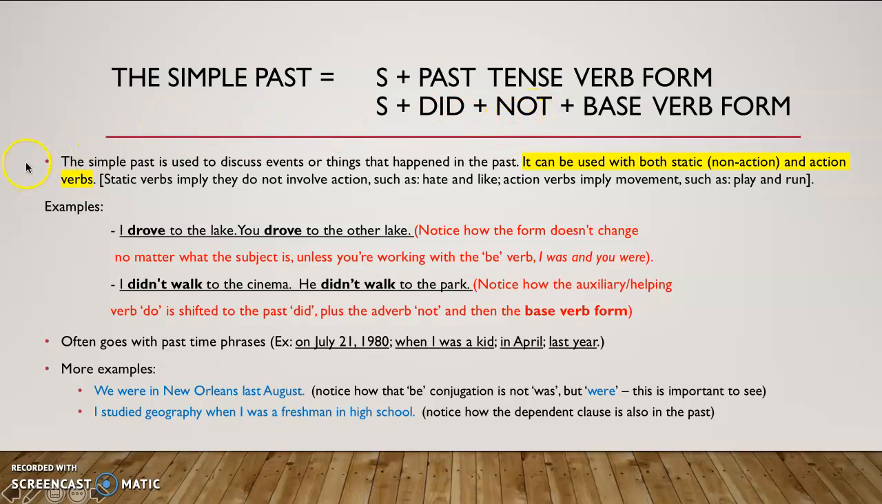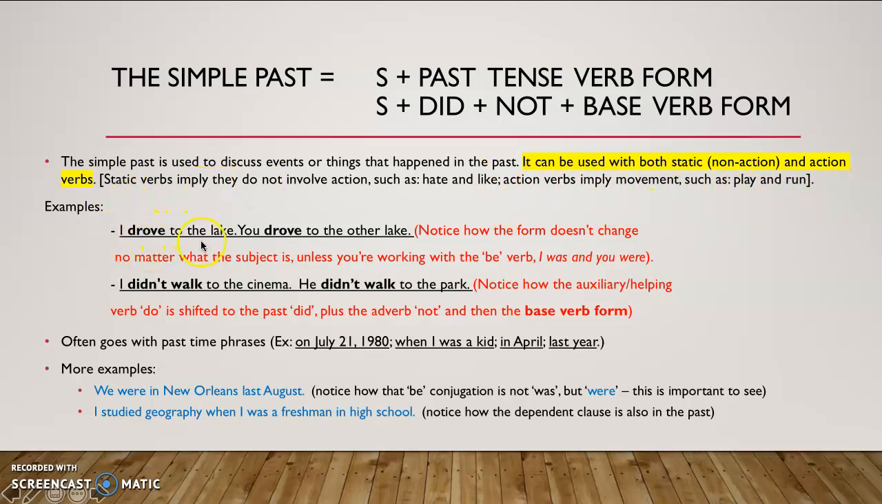Okay, so the simple past is used to discuss events or things that happened in the past. It can be used with both static, non-action, and action verbs. Static verbs imply they do not involve action, such as hate and like. Action verbs imply movement, such as play and run. Let's look at 2 examples.